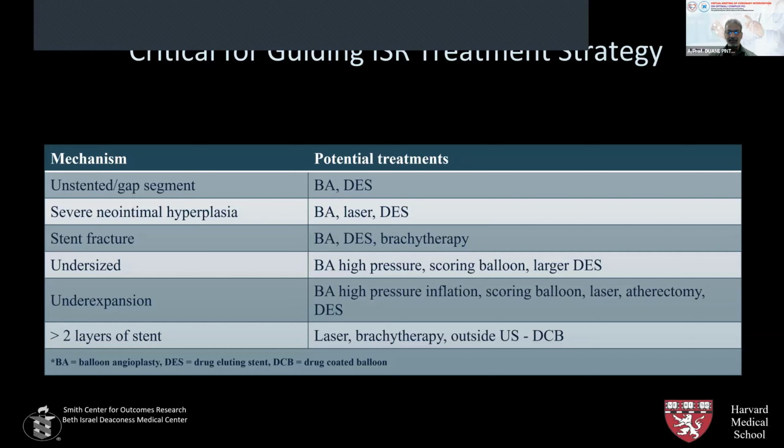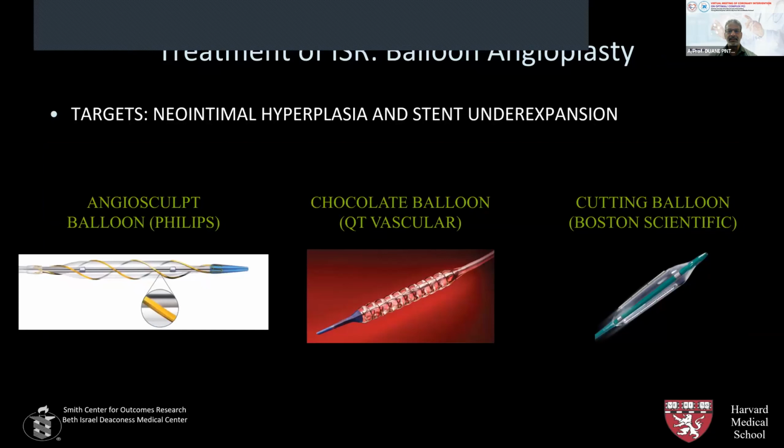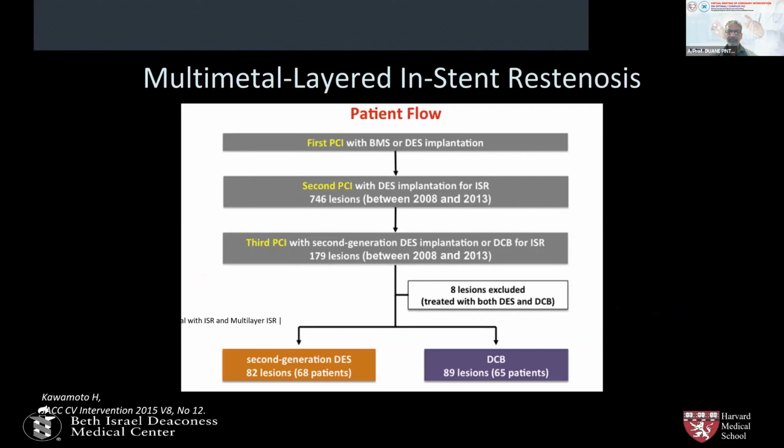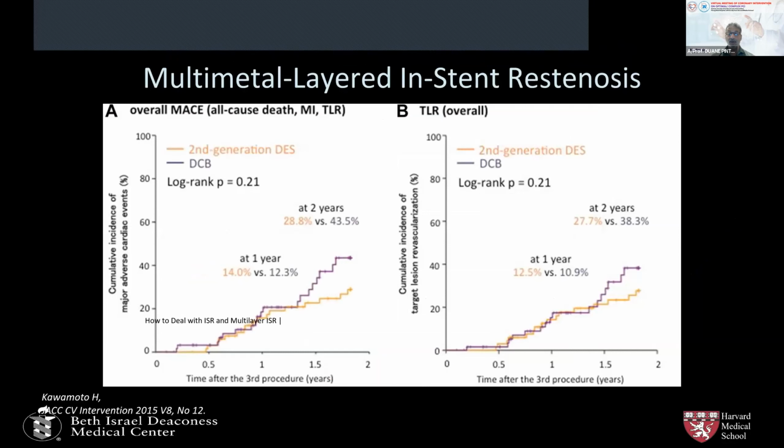In the United States, we're not approved yet for drug-coated balloons, but obviously these are choices outside of the United States. So balloon angioplasty, obviously non-compliant balloons, but we're familiar with the scoring balloons like the cutting balloon, the chocolate balloon, as well as the AngioSculpt balloon. Balloon angioplasty for patients with multiple DES has been looked at, and we see that there are some advantages, but not an overall huge benefit for drug-coated balloon versus a 2nd generation DES.